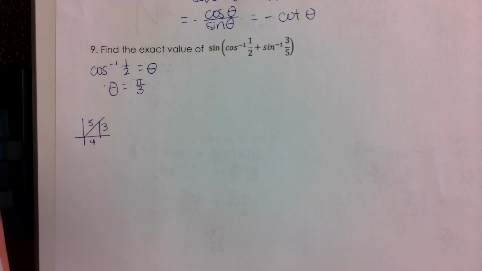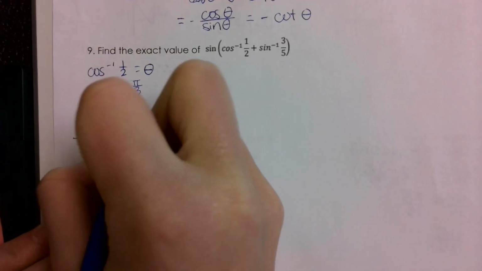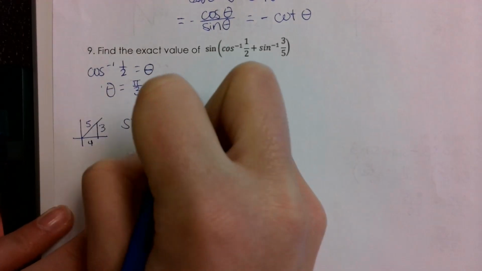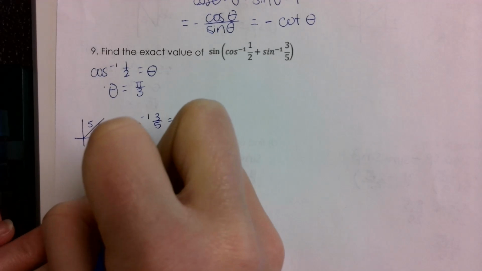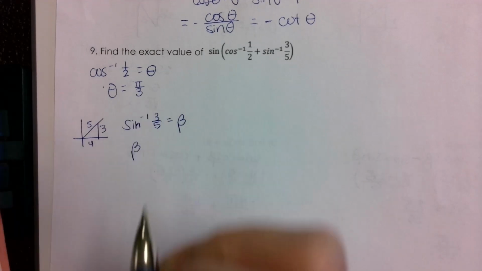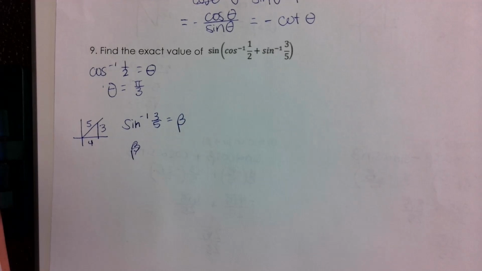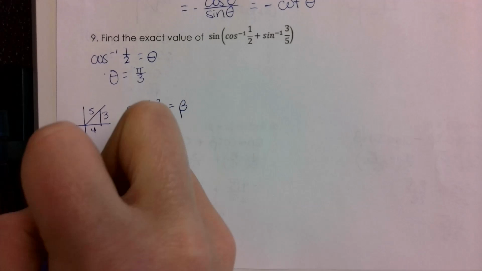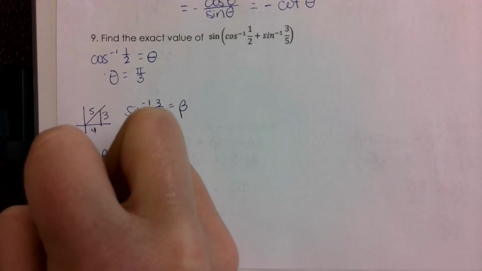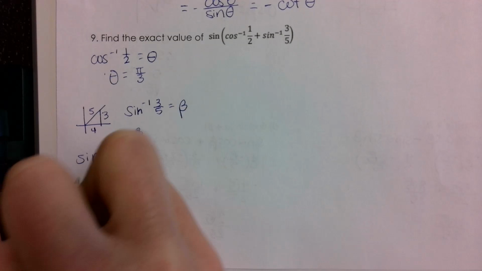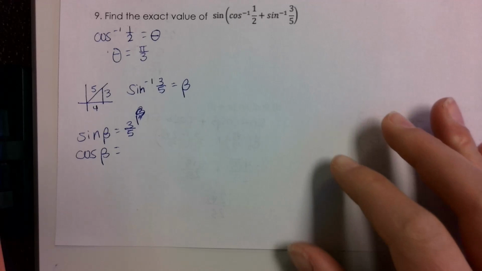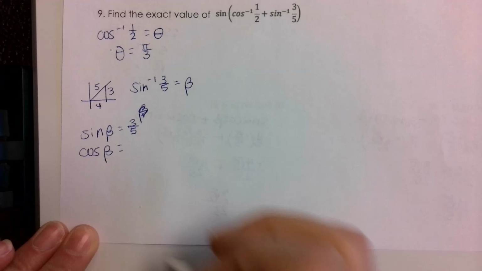So let's see. We'll say inverse sine of 3 over 5 equals our B angle. We don't know what B is going to be, and that's okay, but we could find sine and cosine from this triangle now. We already have sine, so sine of beta was 3 over 5. And cosine of beta would be what? How do you find cosine? 4 over 5. Is that right?